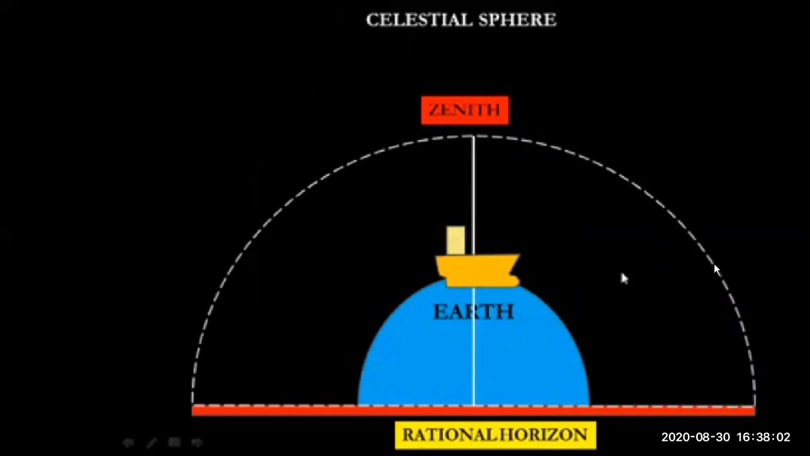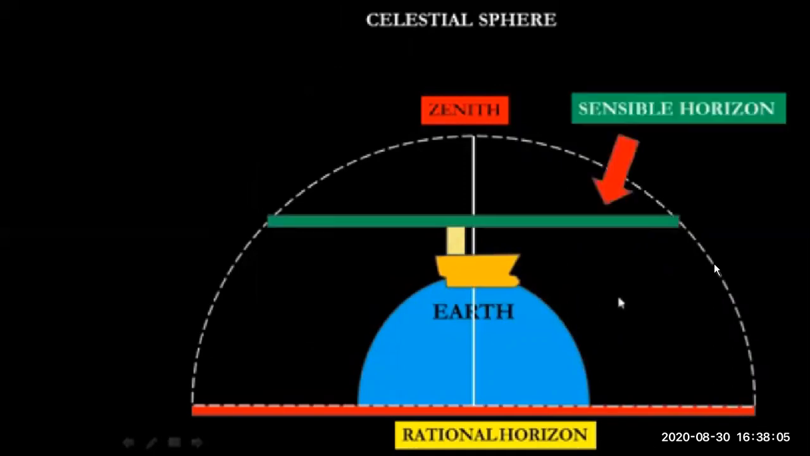Now let's see the sensible horizon. So this is the sensible horizon. As you can see, it is passing through the observer's eye because the observer is standing in the bridge wing, let's say. Let's define what is sensible horizon. So the sensible horizon is nothing but a plane or circle passing through the observer's eye level and parallel to the rational horizon. So this is sensible horizon.